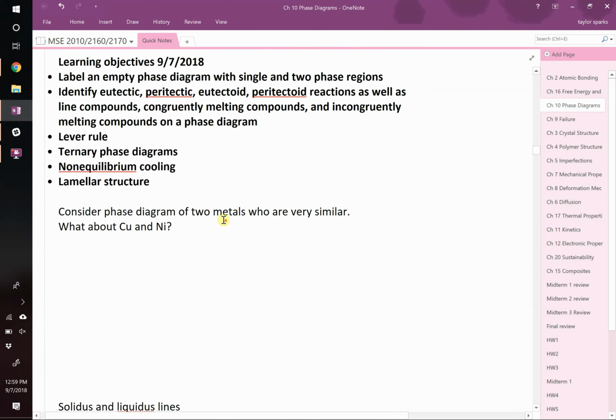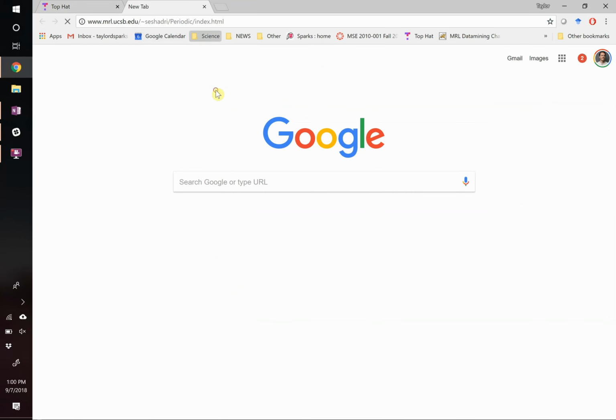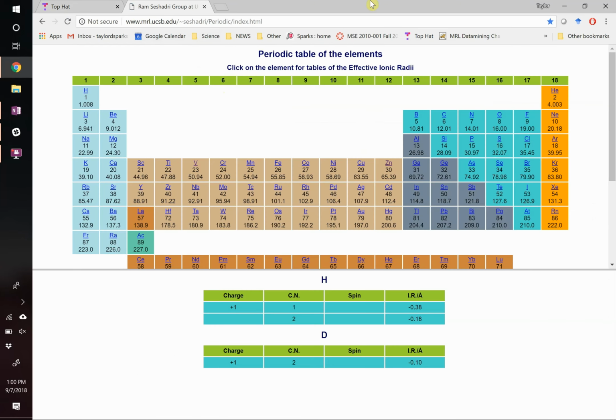So let's do our most simple one. We're going to talk about copper and nickel. And if we go to our periodic table, and we look at copper and nickel, first off, we see they're right next to each other, right? Element number 28 and 29.